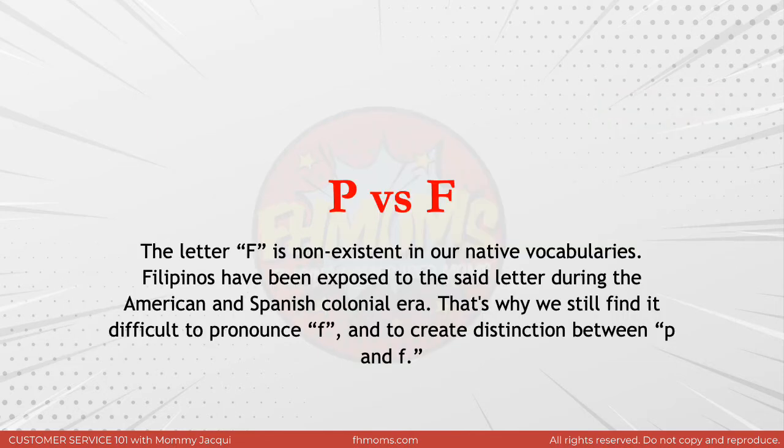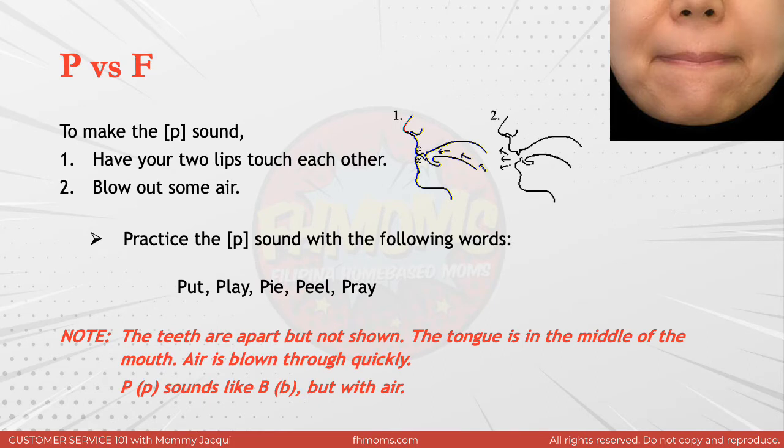Now let's start differentiating the letters P and F, a common Filipino error. So the letter F, unfortunately, is non-existent in our native vocabularies. Filipinos have been exposed to the said letter during the American and Spanish colonial era. That's why we still find it difficult to pronounce the letter F and create the distinction between the letters P and F. Okay? To make the P sound, have your two lips touch each other and then blow out some air.